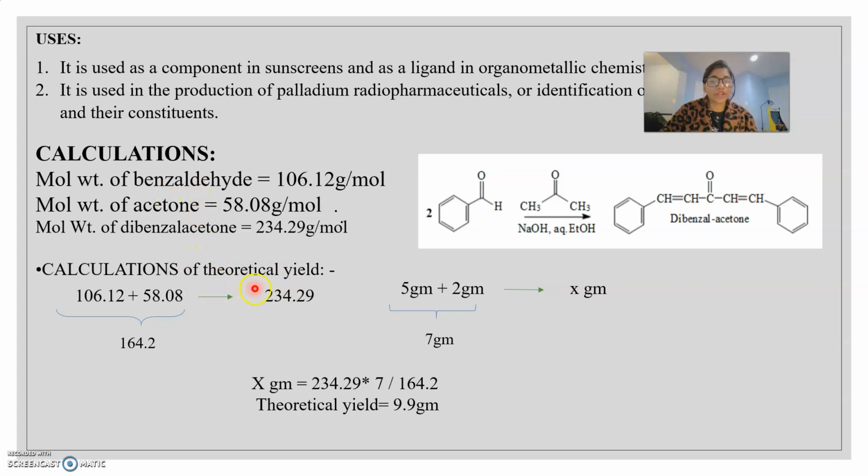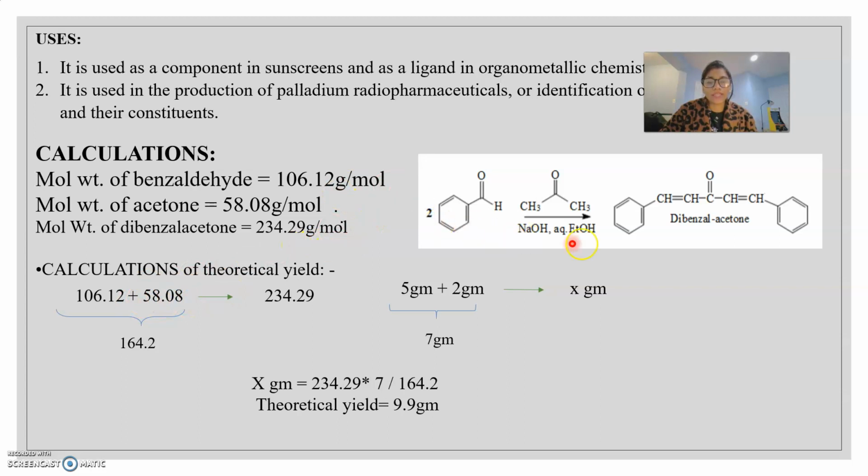First we are going to take the theoretical yield. So how is the theoretical yield taken? We have to note the molecular weight of each component that we used. For the reagent, that is our benzaldehyde, the molecular weight is 106.12 gram per mole. The molecular weight of acetone is 58.08 gram per mole. And the molecular weight of the dibenzalacetone that we obtain is 234.29 gram per mole.